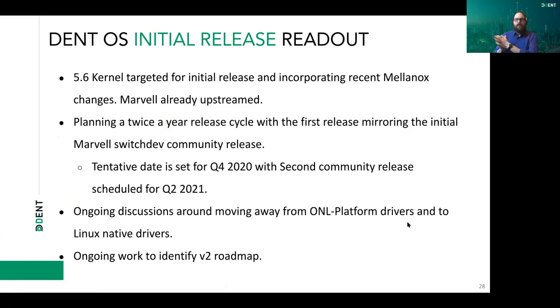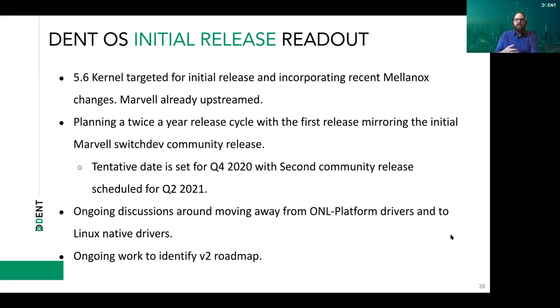Sorry, I was muted. So the initial release, this is kind of our focus for what we're going to release. Note the tentative date is Q4, so coming up shortly, end of this year, and we're expecting to have a second release pretty quickly, because there are some features we're going to need that are in the later 5.10 kernel that will require testing we can't get done before the time frame of the first release. So we're focused on the 5.6 kernel. We're utilizing patches that Marvell have upstreamed to the Linux kernel and patches that are being upstreamed.